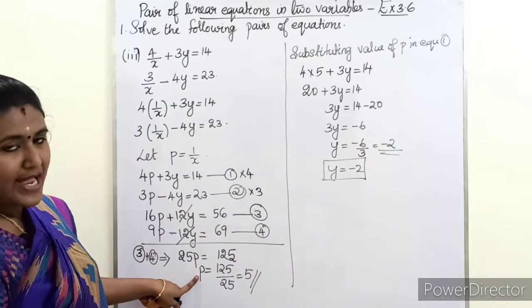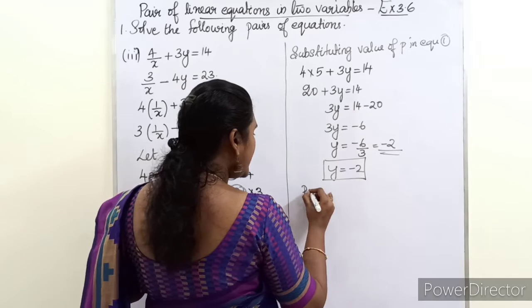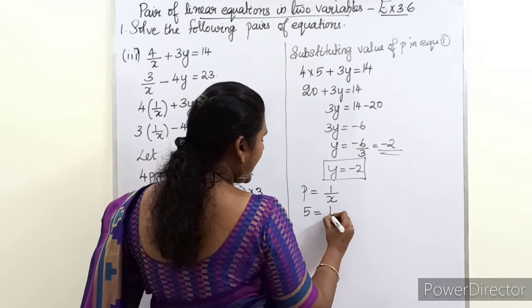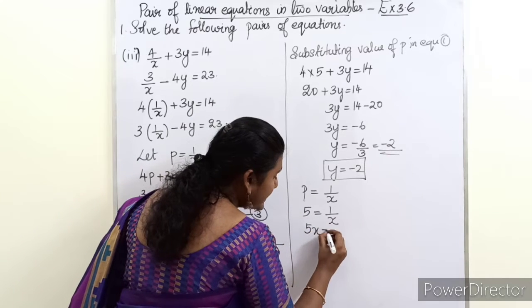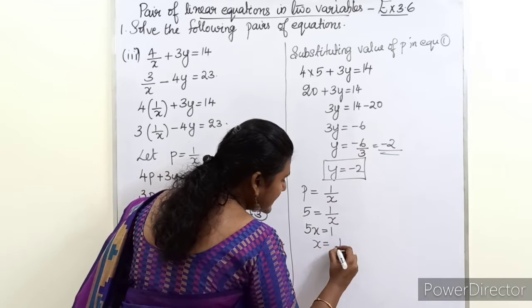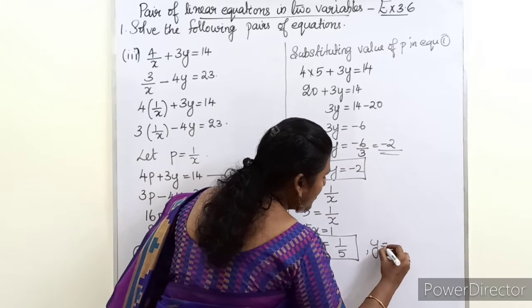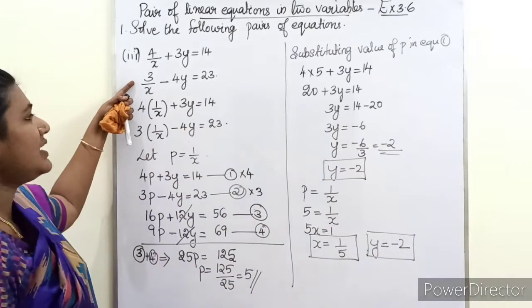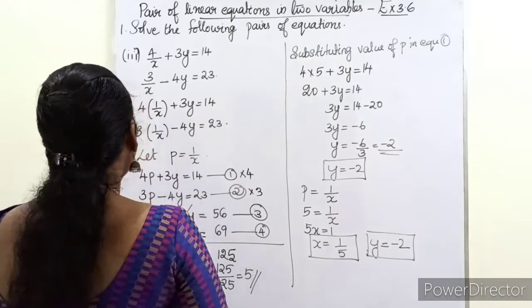Now using the value of p, we will find out the value of x. p is equal to 1 by x. So p is equal to 5, so 5 is equal to 1 by x. Now you cross multiply. 5x is equal to 1. So x is equal to 1 by 5. So x is equal to 1 by 5 and y is equal to minus 2 are the solution of the given equations. Okay. So now the fourth question.